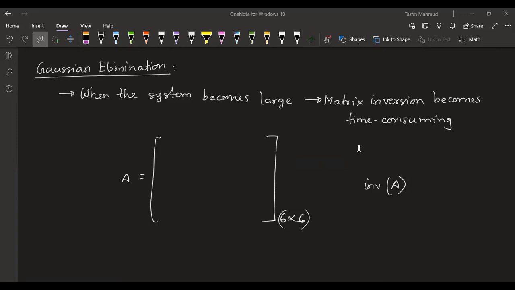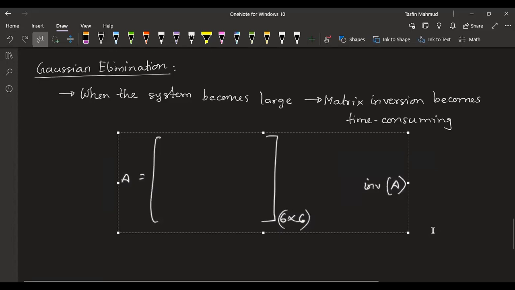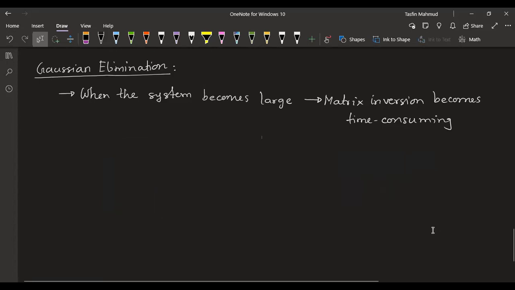So the bottom line is matrix inversion is not that efficient a technique. It is easier to implement in MATLAB, but it is not that efficient. In those cases, Gaussian elimination can help us. Gaussian elimination is a technique that solves the system in an alternate way, and it will help us find the solution of larger systems in less time.